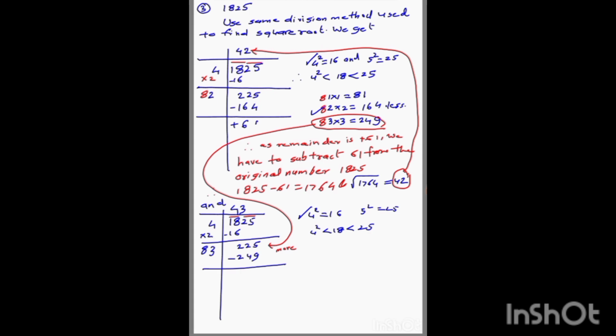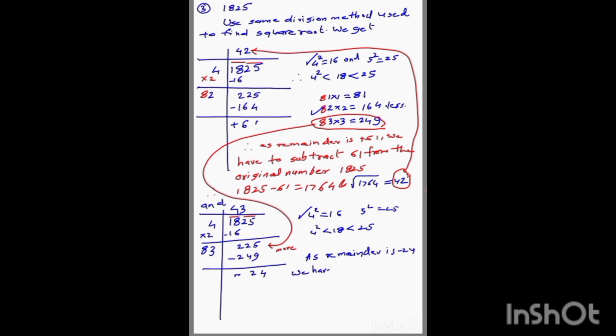You are getting 24, I think. Yes, 24. But these are minus 24. Remember that 249 is more negative. Okay, minus 24. So when it is minus, you have to add this to the original number 1825, and the resultant number which you get will be a perfect square.